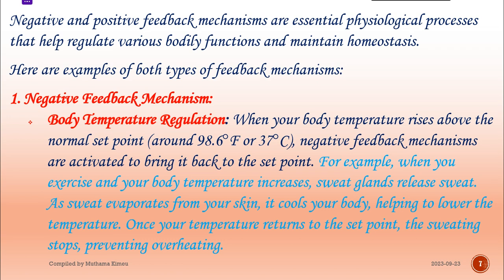For example, when you exercise and your body temperature increases, sweat glands release sweat. As sweat evaporates from your skin, it cools your body, helping to lower the temperature. That is an example of a negative feedback mechanism. Once your temperature returns to the set point, the sweating stops, preventing overheating.